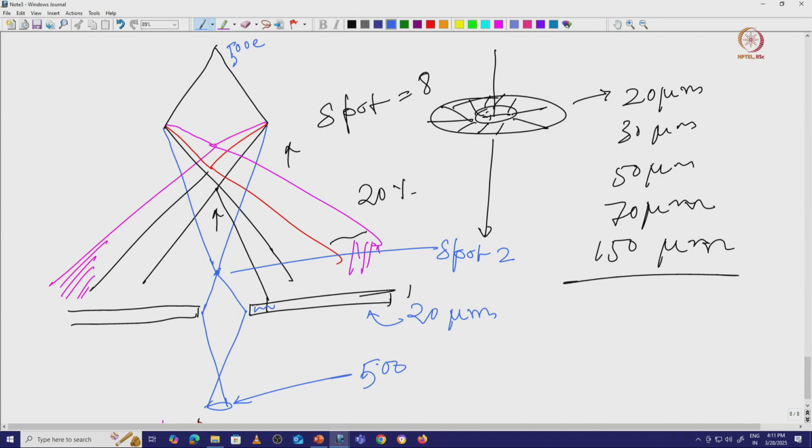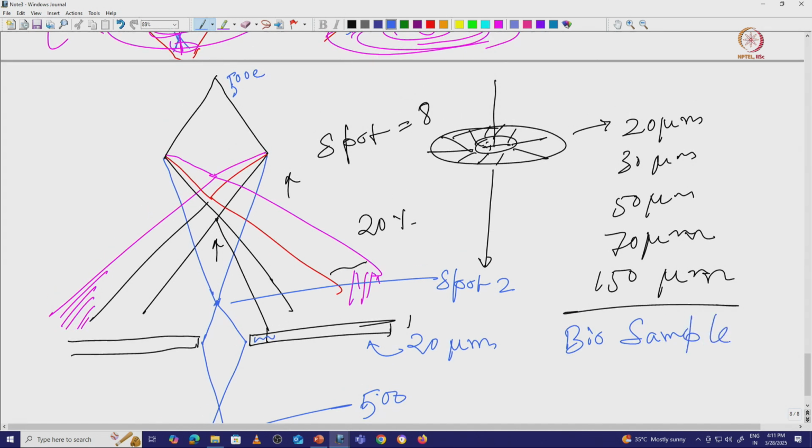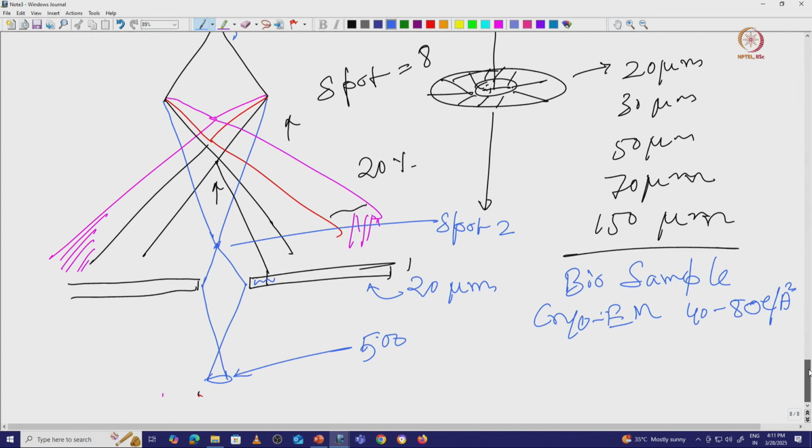For a biological science sample, a biosample in cryo condition, generally 40 to 80 electrons per angstrom square is suitable. Okay. So, this is the total electron dose I am talking about. If the total electron dose is this much, that will be suitable. If you are using more, that is going to damage the biological sample.